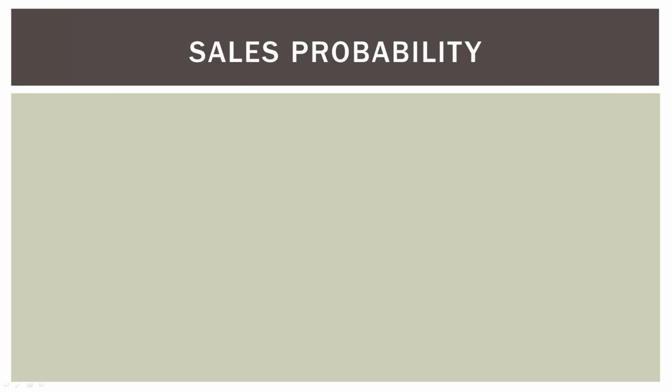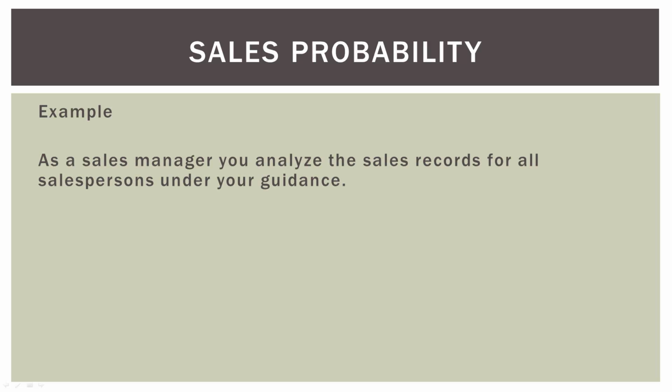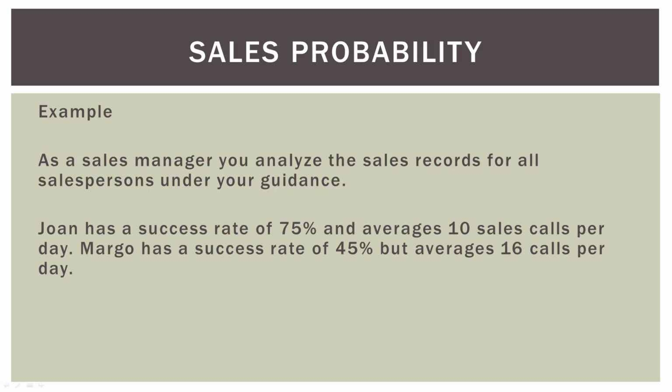So this is just a repeat of the same problem we had in the last video, but of course we're going to find the mean and standard deviation in it. So our example was, as a sales manager, you analyze the sales records for all salespersons under your guidance. That makes sense. So you're interested in 2 of your employees. Joan has a success rate of 75%. So when she makes a sales call, the chance that she gets the sale is 75%. And she averages about 10 calls per day.